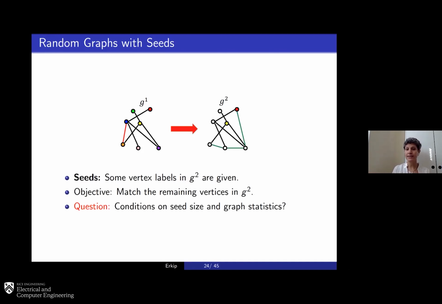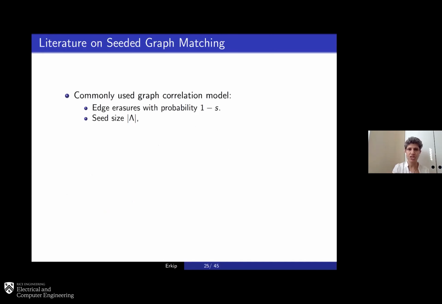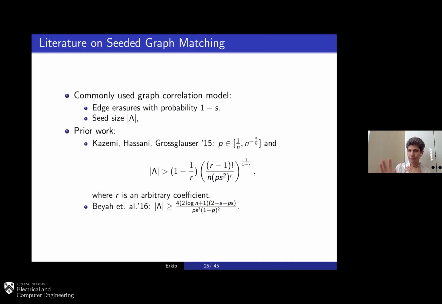The questions that we ask is, how many such seeds should we have? Obviously, more seeds is better for us. And what kind of graph statistics allow us to uncover the labels of the remaining vertices in G2? Now, if you go back and look at the literature on seeded graph matching, most of it looks at a particular correlation structure between these two graphs, where one graph is an erased version of another graph. And then they mostly look at the conditions on the seed size for this to happen. I'm not going to go through what these works have done, but the only thing I want you to pay attention to is that there's always a lower bound on the seed size for successful graph matching. And P and S are parameters of the graph, but it looks like a very complicated expression for the number of seeds. In contrast, we're going to come up with a nice, clean condition on the seed size for successful matching to happen.